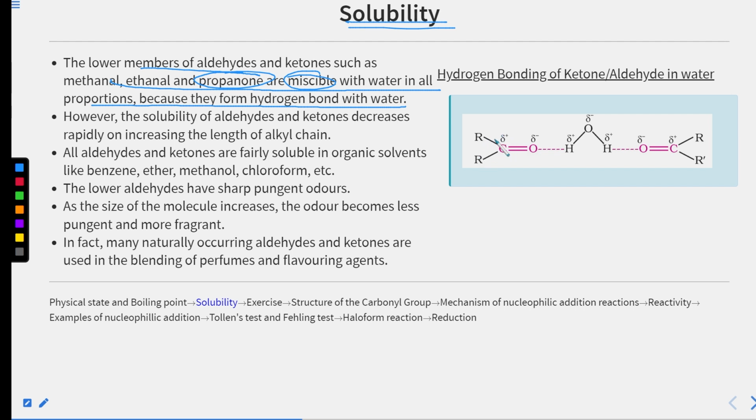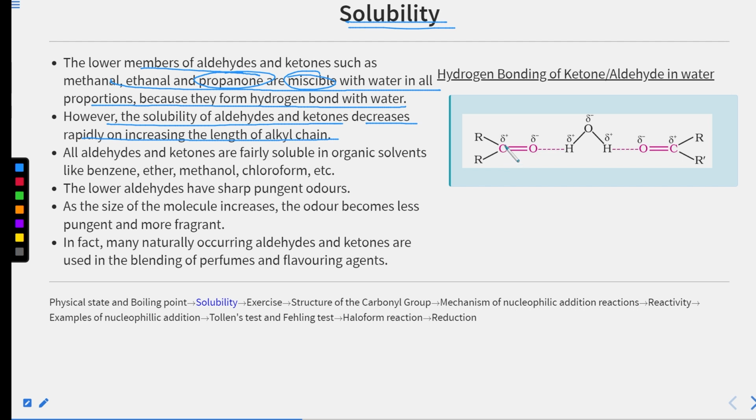But as we move to higher functional groups, higher in the homologous series, you would see that there is a decrease in solubility of the compound. It is written also that the solubility of aldehyde and ketone decreases rapidly on increasing the length of the alkyl chain. Why is it so? If you see the dipole moment here, we have a delta positive charge on the carbon. Now if in any way this positive charge is being neutralized by any other alkyl chain, then that would result in a decrease of the dipole moment overall. And a decrease in dipole moment would result in weaker dipole-dipole interaction between water molecule and your carbonyl. And how is this chain length decreasing?